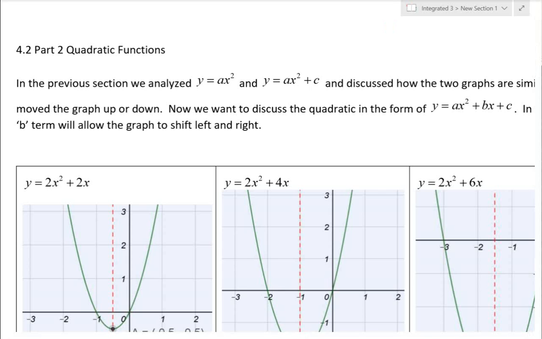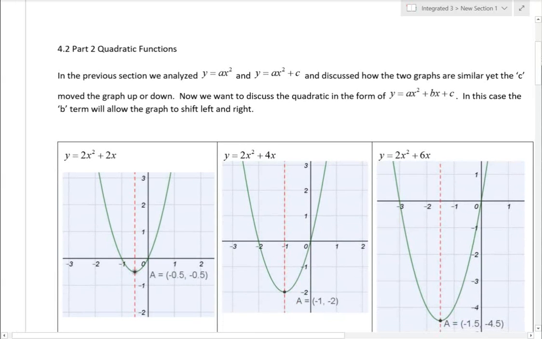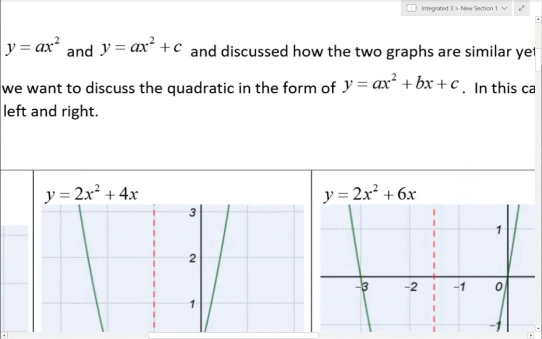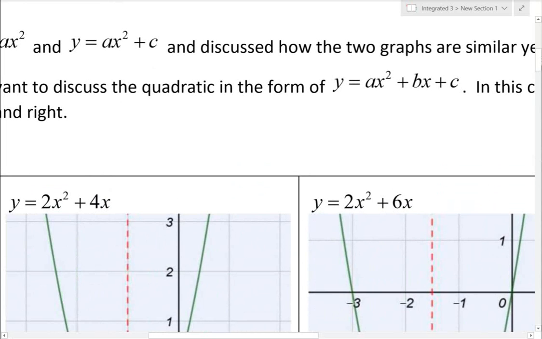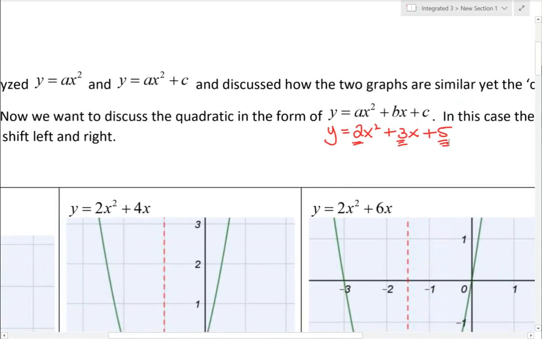All right, so it says in the previous section we analyzed those two functions. I discussed how the graphs of those are similar, yet the c value moved the graph up or down. Now we want to discuss the quadratic of this form: y equals ax squared plus bx plus c. A specific one might look like 2x squared plus 3x, maybe plus 5. We're going to try to decipher what all of these numbers do to that original graph y equals x squared.